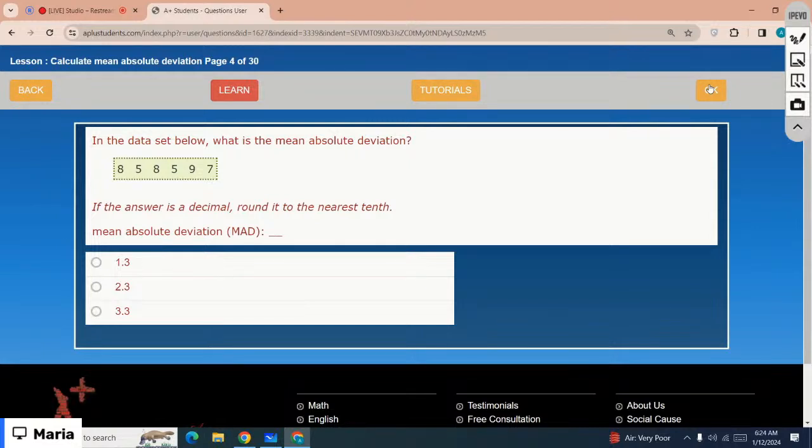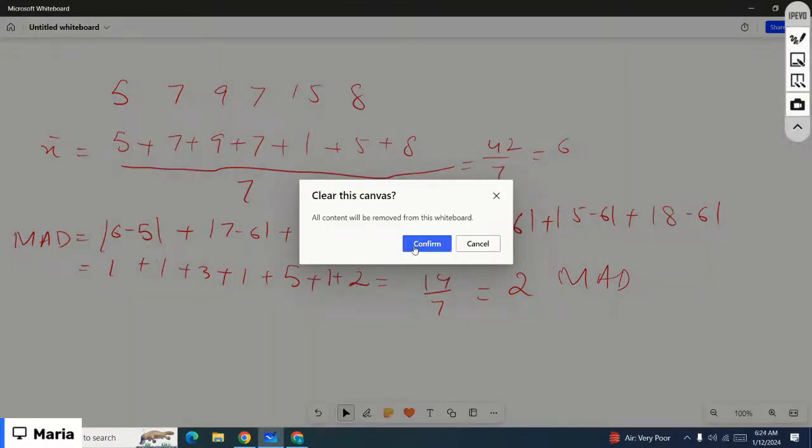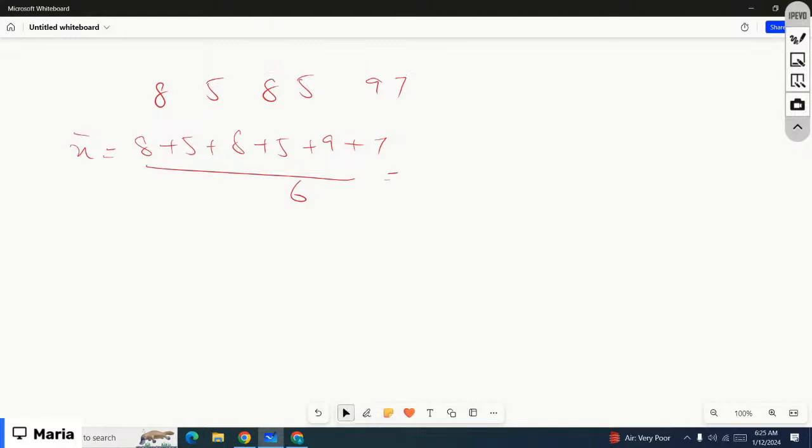Okay, in the data set below, what is the mean absolute deviation? The values are 8, 5, 8, 5, 9, 7. Okay, let's just do it on the board. So calculate the mean, right? Add them and divide by the number of values. They are 6 in number, so you have to divide by 6. Okay, let me just add.